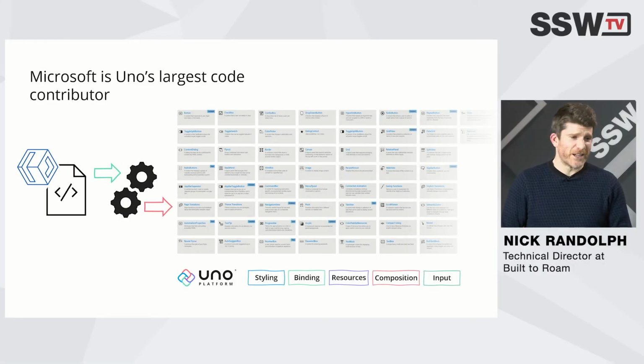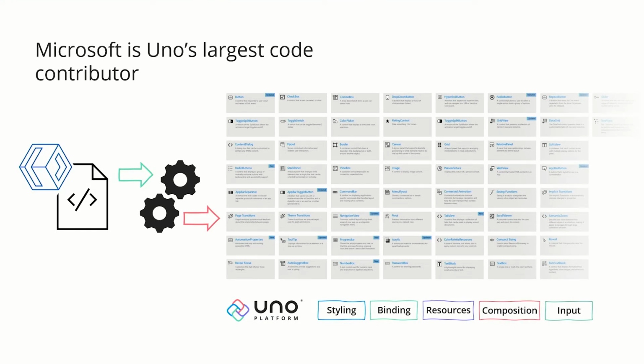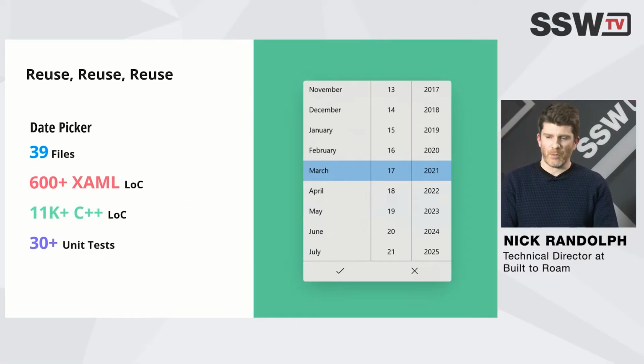Ironically, Microsoft is actually Uno's largest source code contributor. This is primarily because everything that Uno does is originally based on the work that Microsoft did with the UWP and WinUI platforms. All of the controls that were available for those platforms have been brought forward and made available across the other platforms. For example, the date time picker, you can see some of the stats here. This code was able to be taken and reused for building out the date picker capabilities for the other platforms, to make sure it behaves and looks exactly the same.